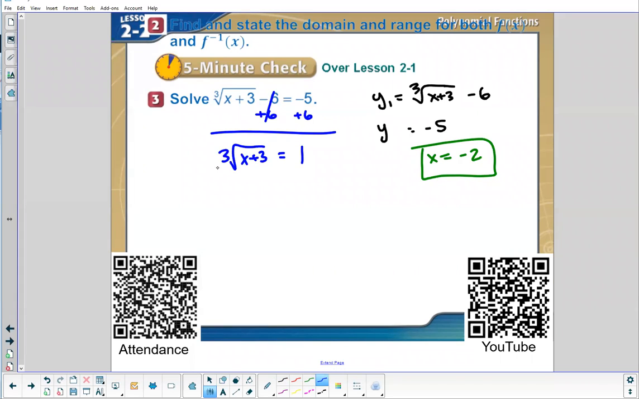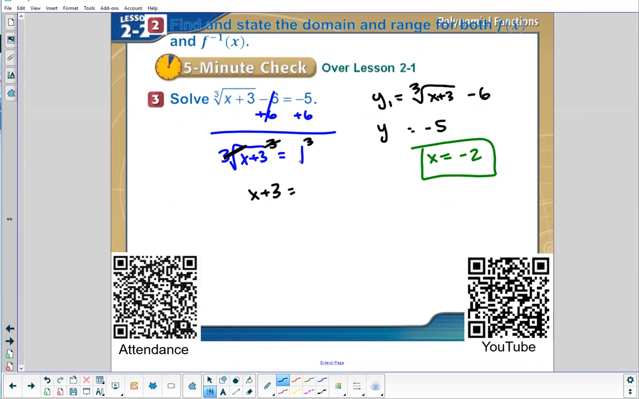Now, a third root is the opposite of a cube. If you haven't seen that before, what this means is that it's the opposite of a cube. So to cancel a third root, we cube both sides. We do a third power. Now, that will cancel the third root with the third power. So you're left with x plus 3.